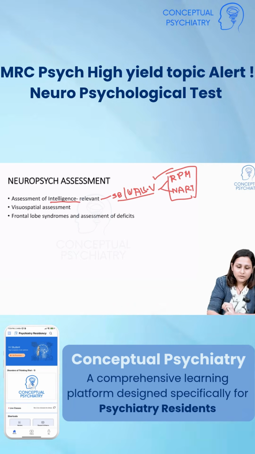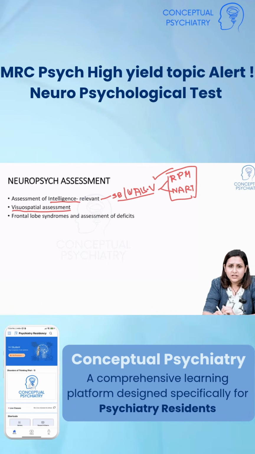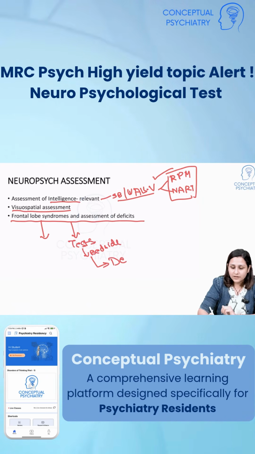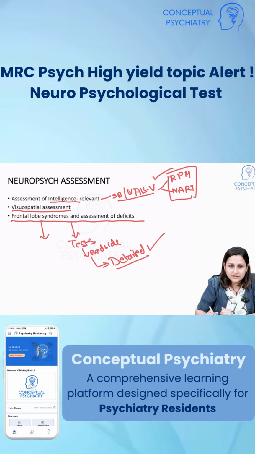All right. We'll be talking briefly, just one slide on visuospatial assessment because it's been asked quite often. And then we are going to go to the meat of the whole presentation, which is frontal lobe syndromes. Along with that, what are the tests that we can do? Some of them are bedside and some of them require more detailed assessment. And we'll be going into more detail with respect to this. All right.